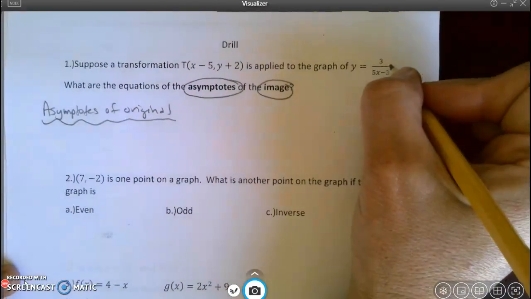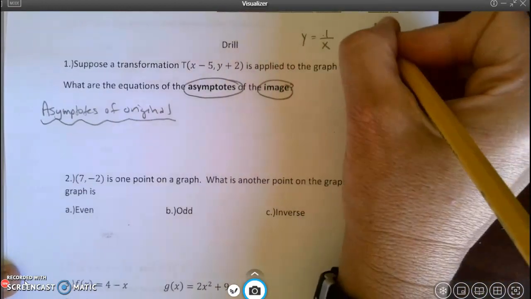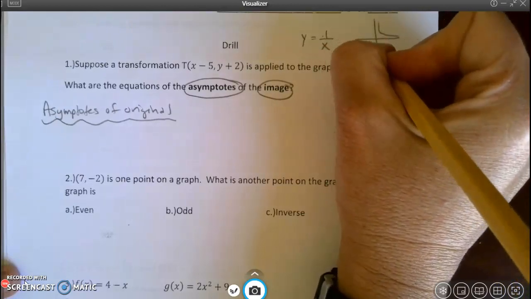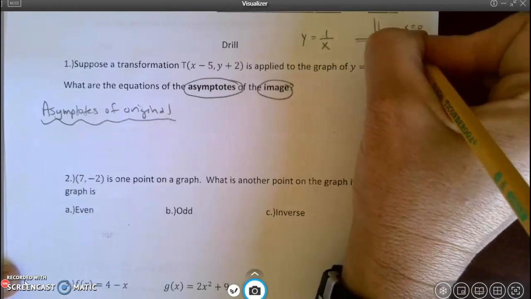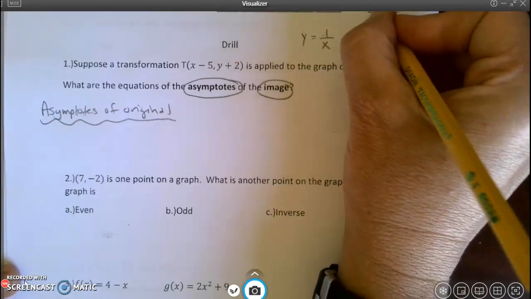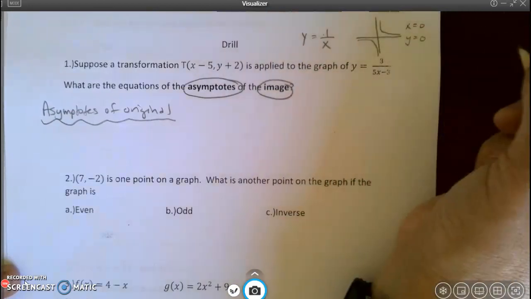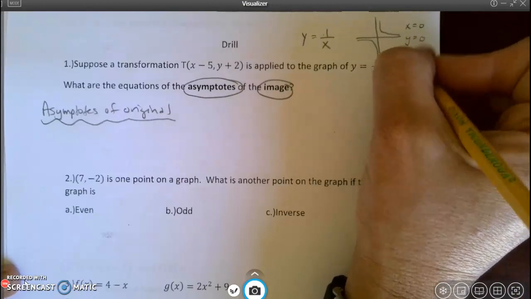Let's see. Normally, in my parent function, 1 over x looks like this. My asymptotes are x equals 0 and y equals 0, because I can't have anything here or here, so I have to put asymptotes there. Well, in this one, it's not going to be x equals 0.